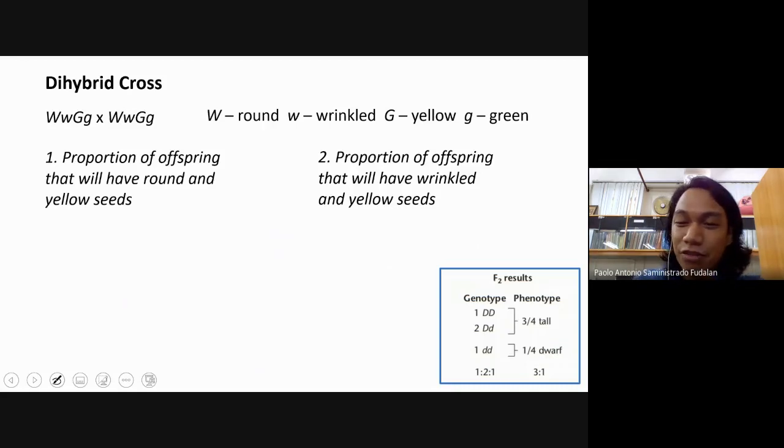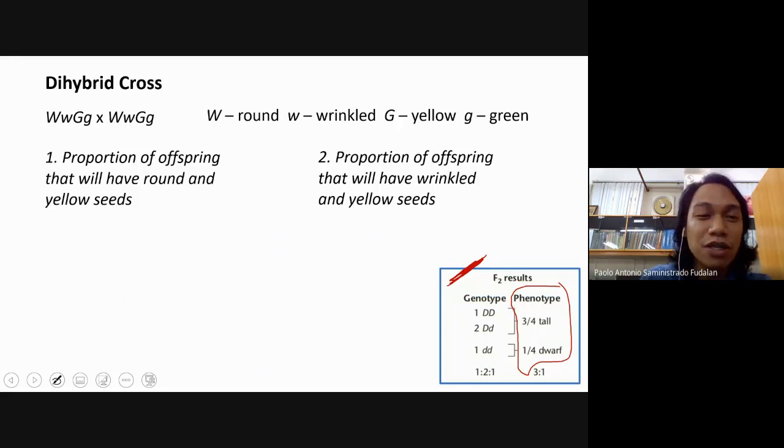You always go back to this monohybrid cross that I have here on the lower right. If you notice, what's being asked in numbers one and two are phenotypes or genotypes? The phenotype, sir. Okay, the phenotypes. So you go back to this monohybrid cross here on the right and look at the phenotype proportions, 3/4 and 1/4. But the only difference is we now have a dihybrid, meaning we are tracking two characters, not just one.